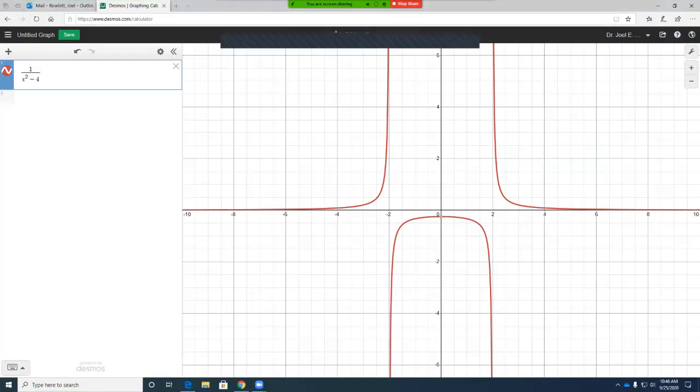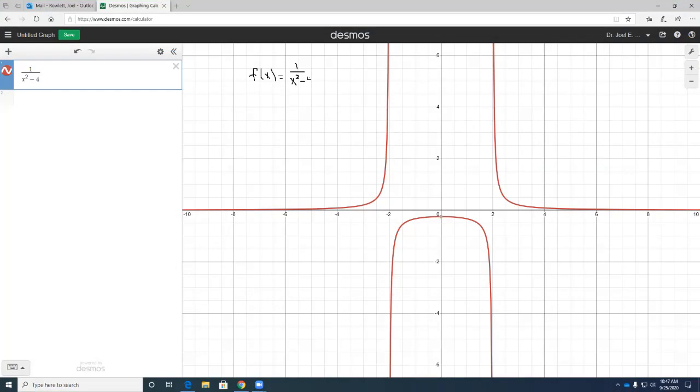In the previous problem, we tried to figure out the domain of the function f of x is equal to 1 divided by x squared minus 4. And that may have been a little tricky for you because sometimes we forget that when it comes to squares, we usually have two answers.